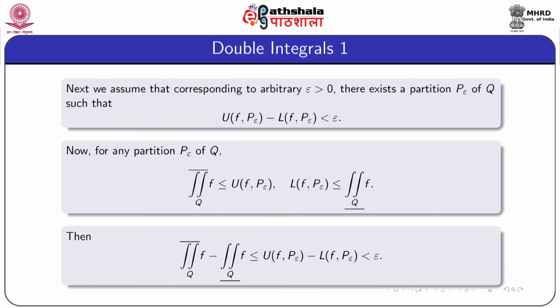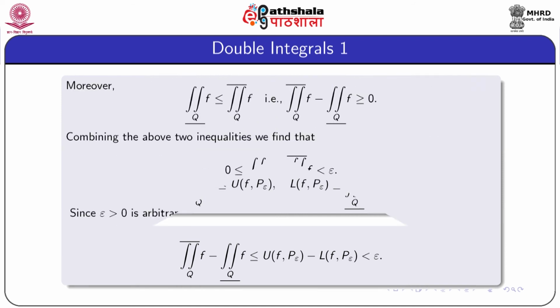Now, the other part. We assume that corresponding to arbitrary positive epsilon, there exists a partition P epsilon of Q such that the difference between the two Darboux sums is less than epsilon. Now, for any partition P epsilon of Q, upper integral of f over Q is less or equal to UF P epsilon and LF P epsilon is less or equal to the lower integral of f. Then, the difference between the upper and lower integrals of f over Q is less or equal to UF P epsilon minus LF P epsilon, which is less than epsilon.